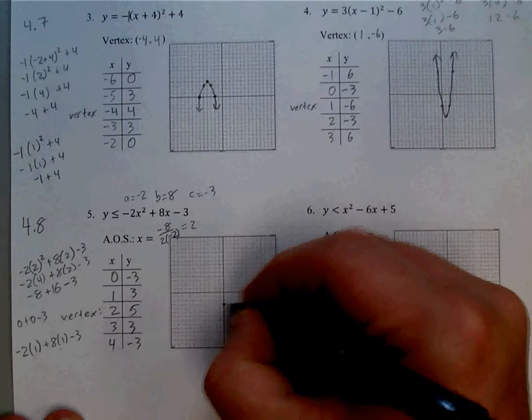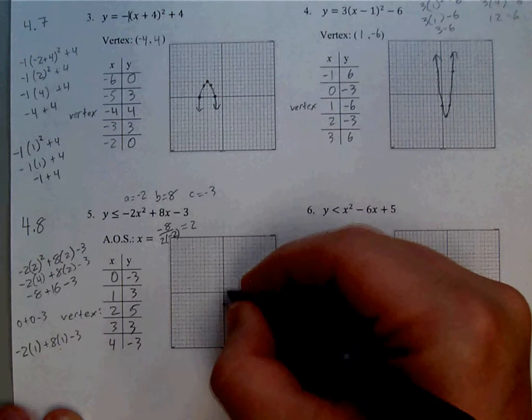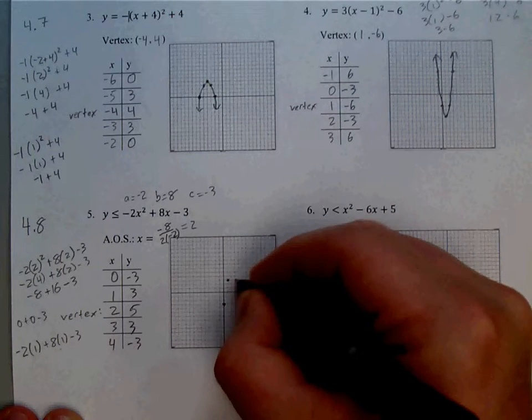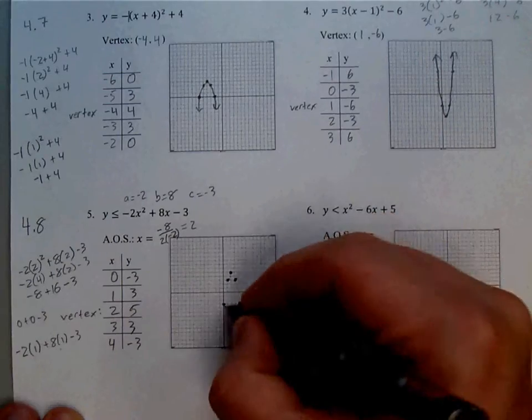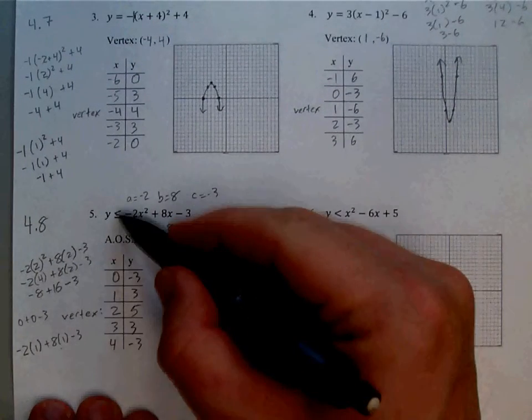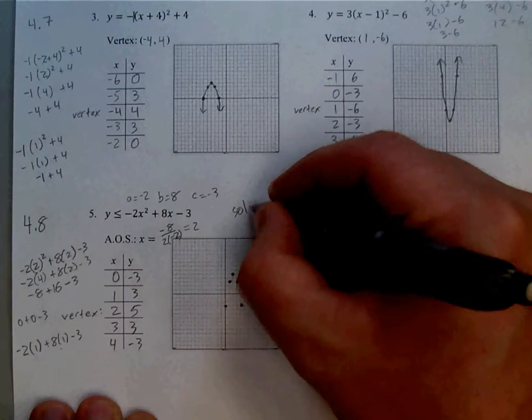0, negative 3. 4, negative 3. 1, 3. 3, 3. 2, 5. Now, this time, I've got my points, but before I graph it, pay attention to solid versus dashed. Look at the sign. It does have an equal to, so it will be solid.